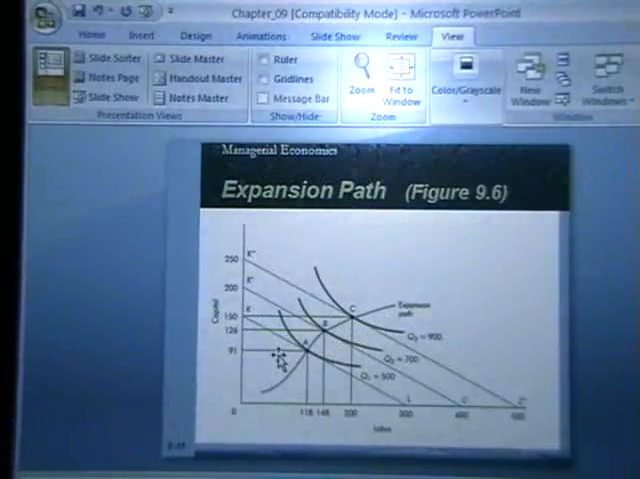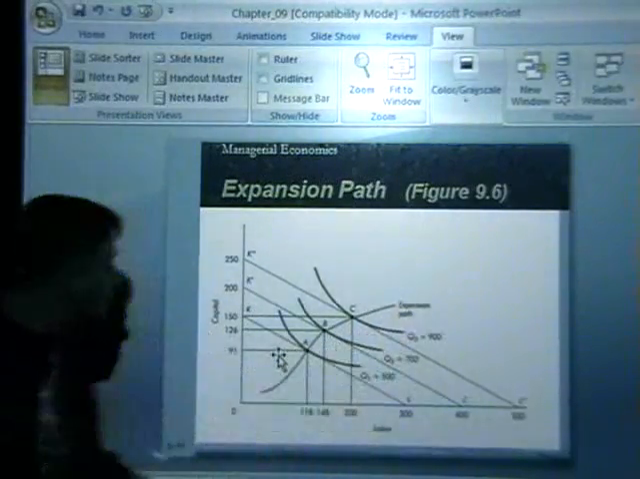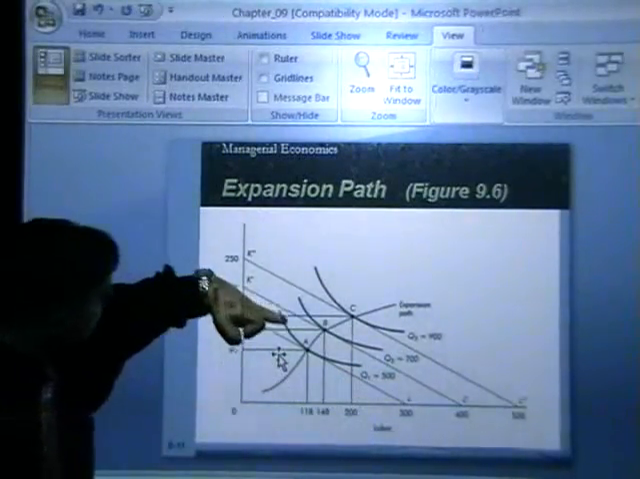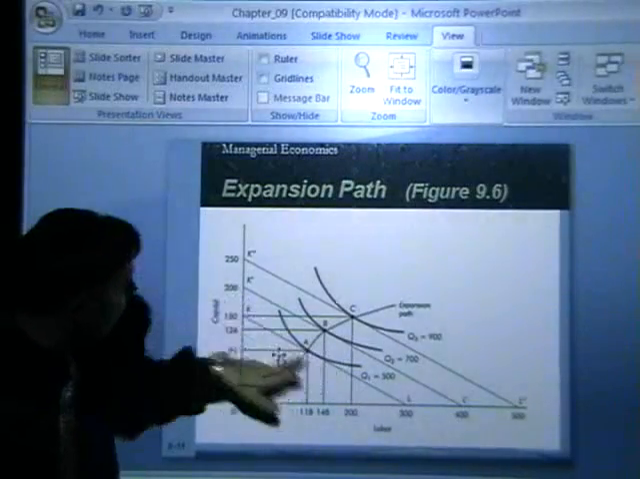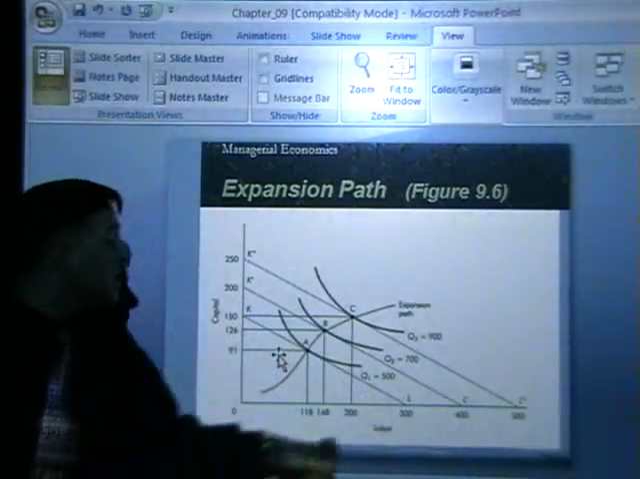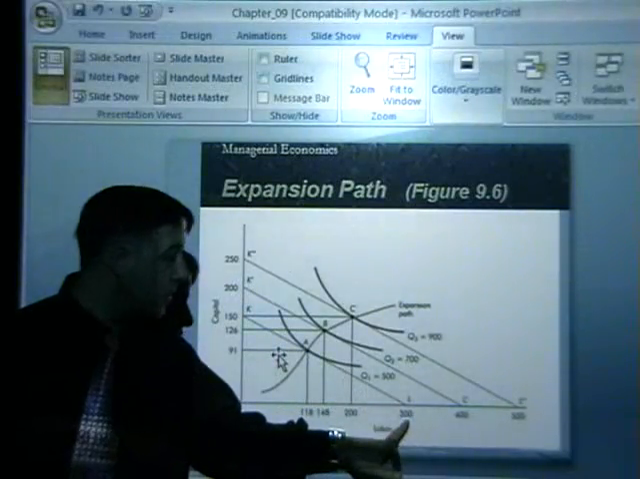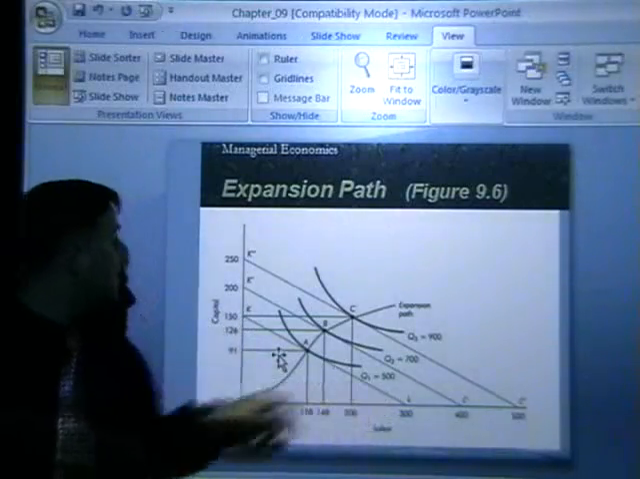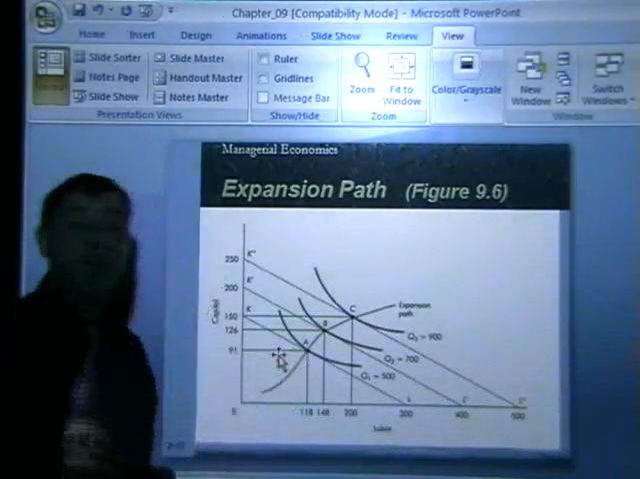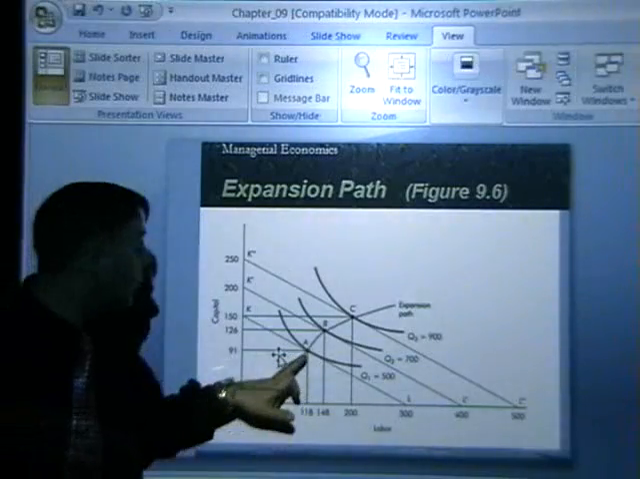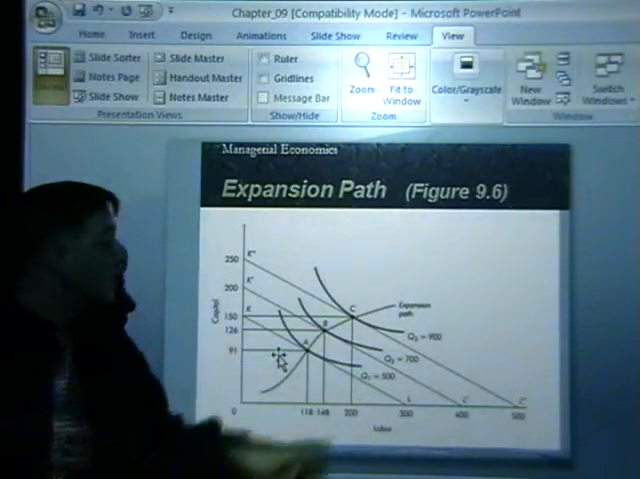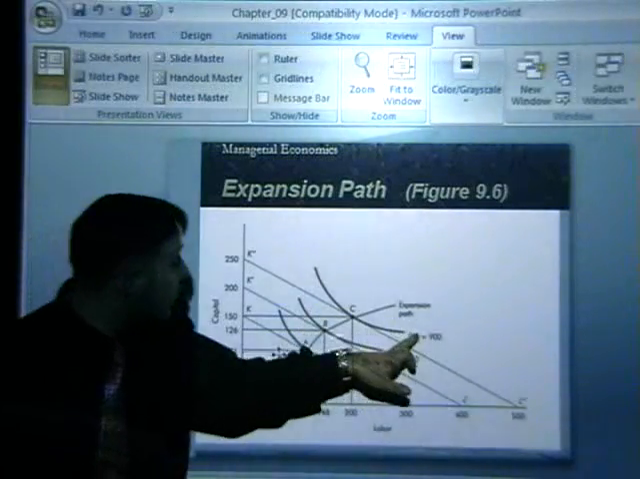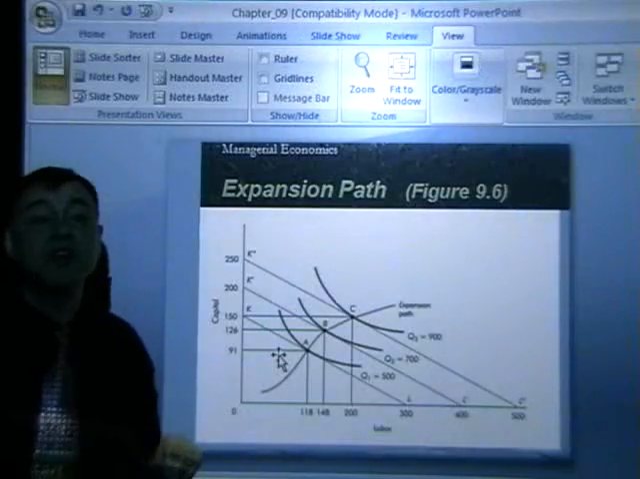Picture should be coming. There it is. So, if you wanted to produce 500, you will be on this particular isocost. Sorry, this is the 300, 150. We don't actually have the number of costs. You will be at point A, and point A is the optimal point for a quantity of 500. For a quantity of 700, the optimal point is B. For a quantity of 900, the optimal point is C.